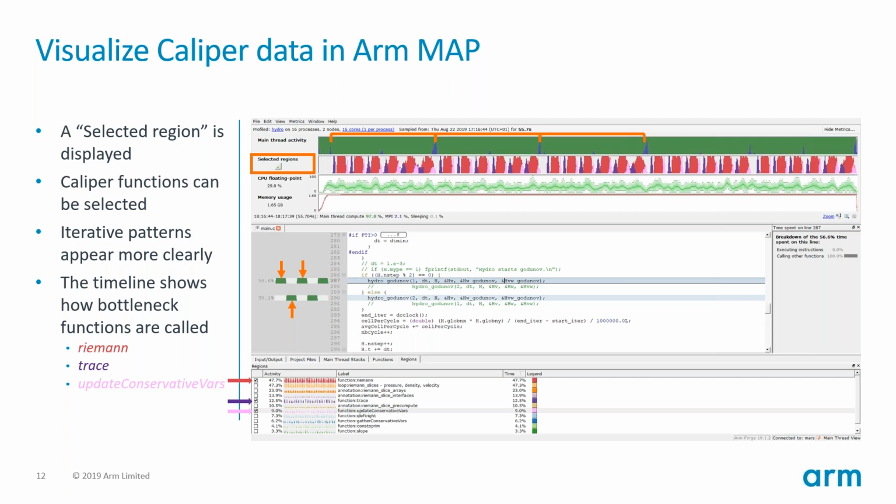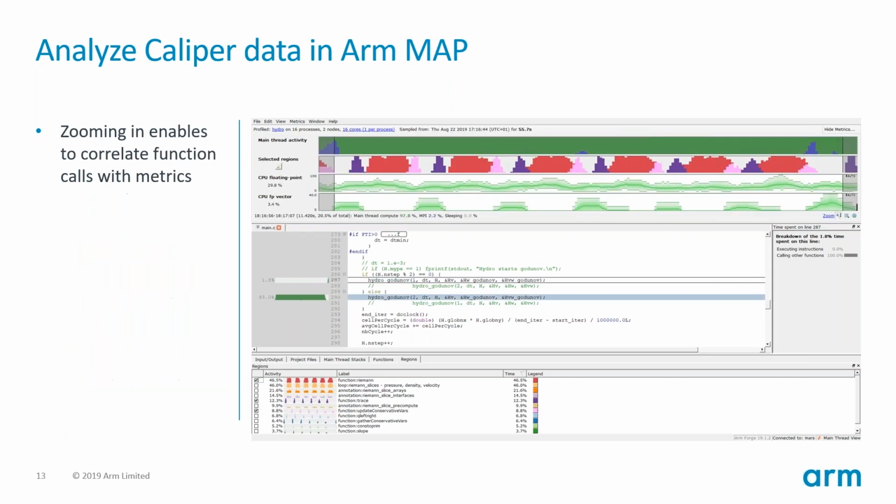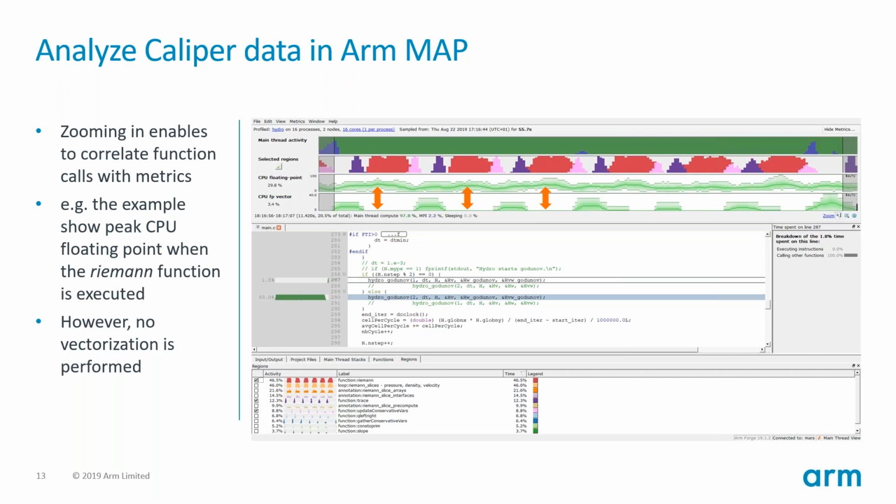MAP can help us investigate further. It allows users to zoom in on a specific time frame. For example, we can zoom in on one iteration of the algorithm. The peak value in floating point activity confirms our suspicion.